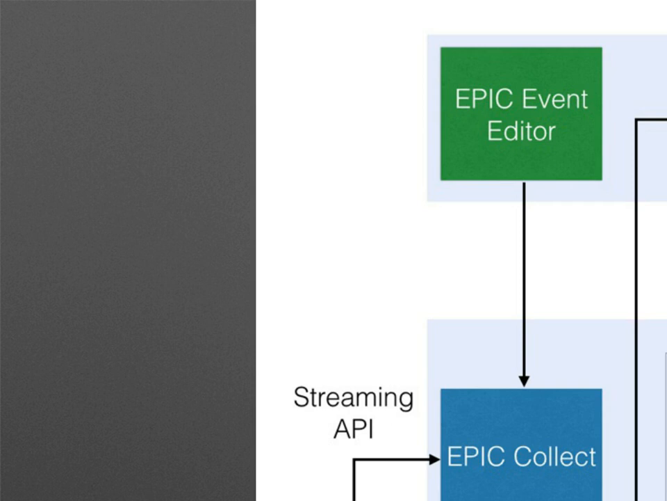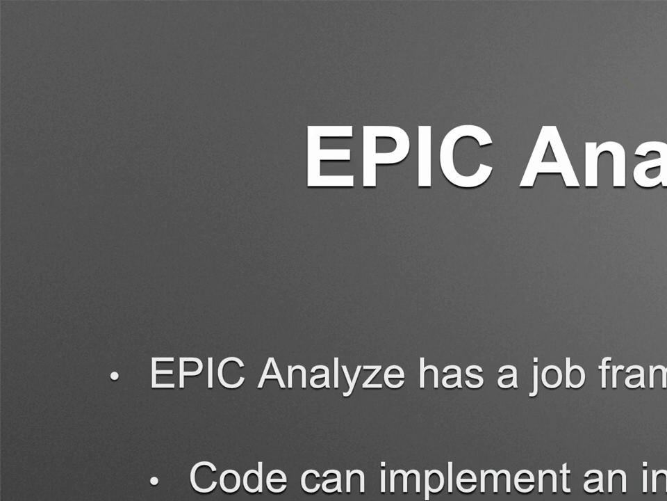Now, not shown in this architecture diagram is the fact that we have a job processing system that's built into Epic Analyze that allows users and developers to plug in their own code that can then be applied to the data sets that we have in Cassandra. And we've used this job processing framework ourselves to help sort all of our data sets so that users can click on various attributes and have data sets sorted in that way.